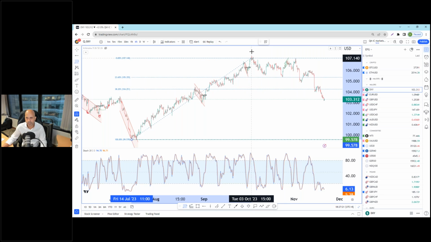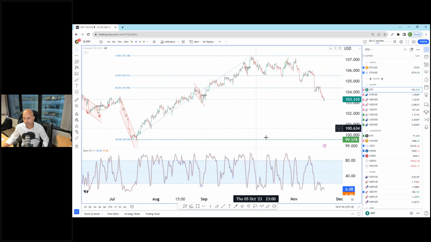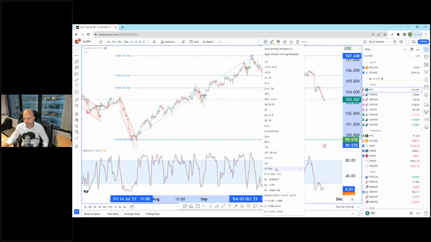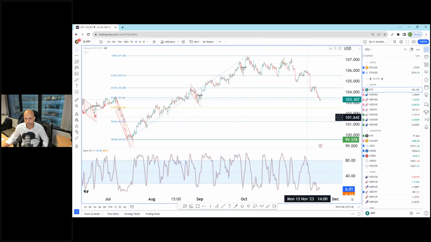In this case, I'm using a Fibonacci retracement going from this swing low here on 14th July, going up to the swing high here on the 3rd October. So you can see, let's pull up all the fibs. The dollar index has been falling quite sharply this week, or from last week onwards. So where would be the next major support level here?